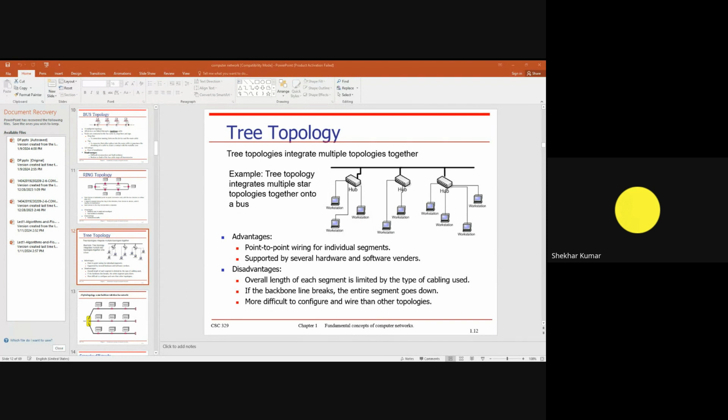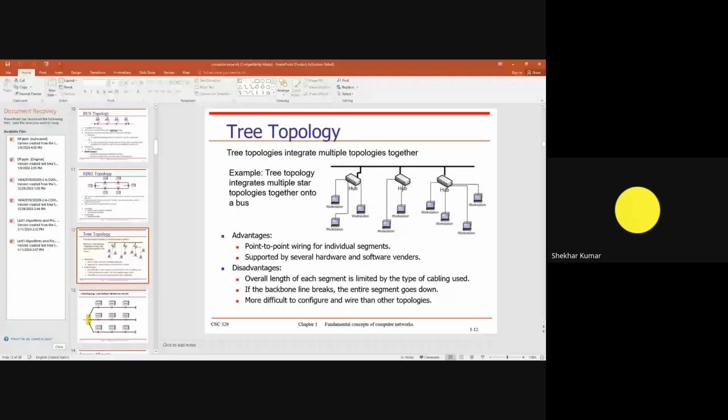But if the root fails, if this hub fails, then what will happen? All the nodes are connected to it. That will also fail. If the root fails, then the whole tree topology will also fail.